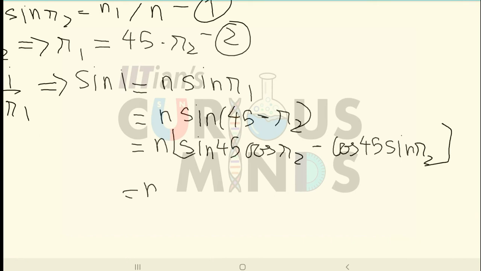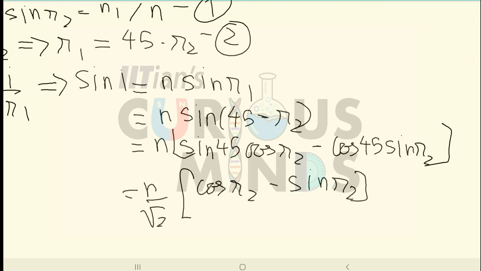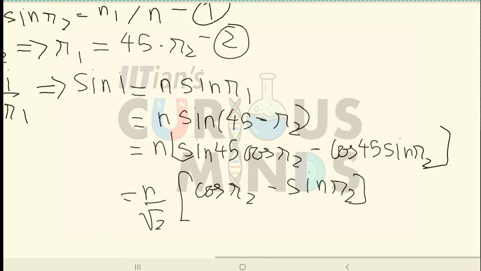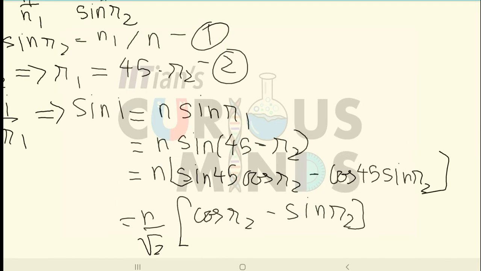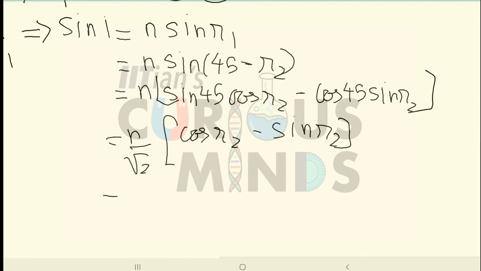Okay, so sin 45 will be equal to 1 by root 2. It will be equal to cos r2 minus sin r2. Now sin r2 I already know the value, it is equal to n1 divided by n. So I will directly substitute the value of sin r2, it will be equal to n1 divided by n.